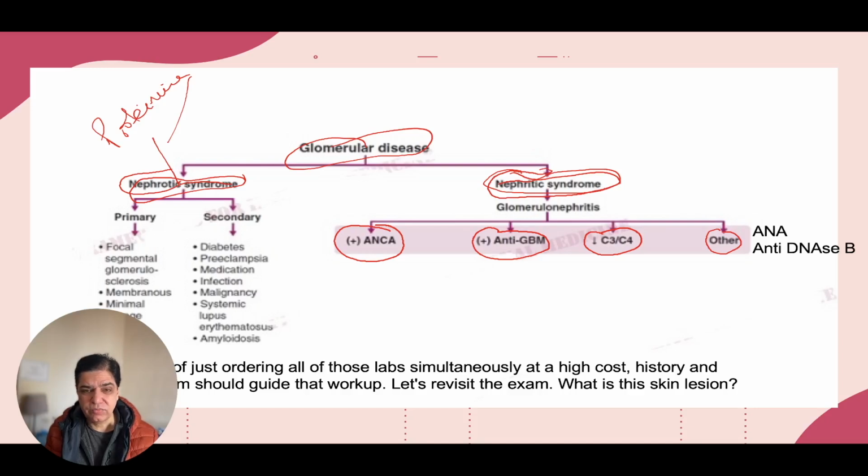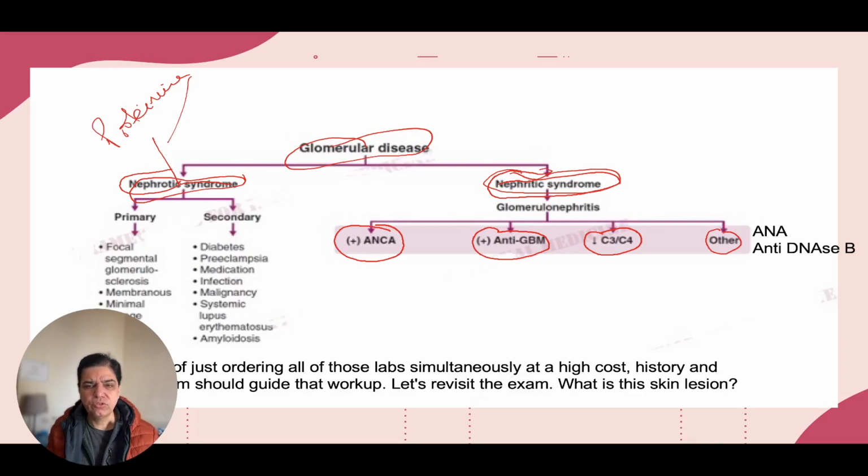But again, these tests are very expensive, and usually there's a high cost of doing all these tests simultaneously. So basically, we start with history and physical examination, because they would guide us on whether we should go for some preliminary screening tests. For example, if somebody is showing rashes or features of SLE, we might start with anti-nuclear antibodies.